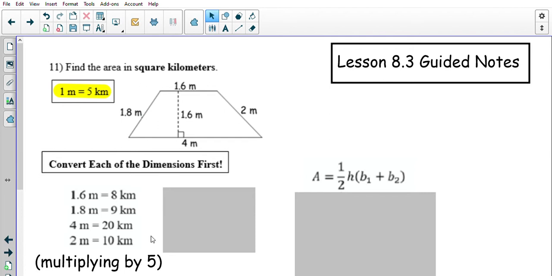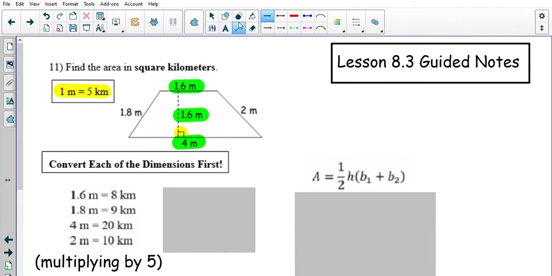So it's not a bad idea to now recognize which numbers we need. We've got our right angle here, so we're going to need this value here, our parallel sides here for our bases, and we can eliminate these. So you probably, when you converted your dimensions, could have ignored the 1.8 and the 2 and just done these two. Right next to these, I'm going to type in what they are.